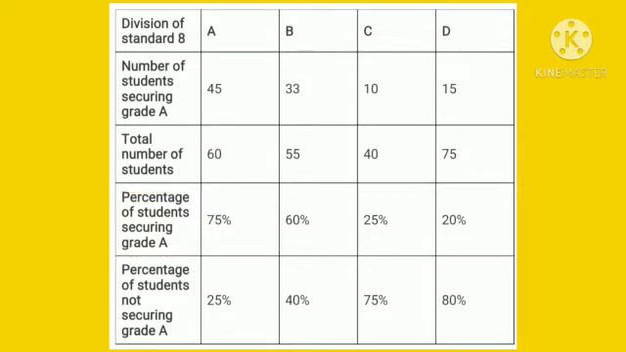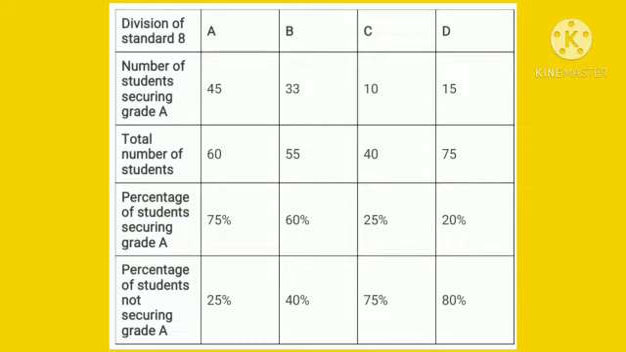So, in division A, there are 45 students securing grade A and the total number of students is 60. So, the percentage of students securing grade A will be equal to 45 divided by 60 multiplied by 100, which is equal to 75%. And the percentage of students not securing grade A will be 100 minus 75, which is equal to 25%.